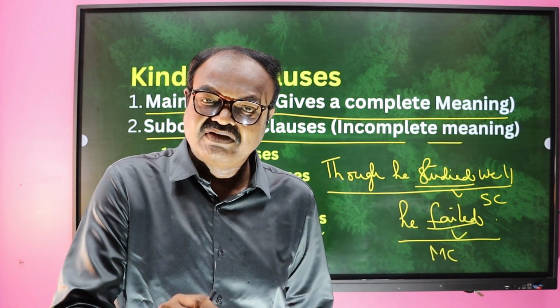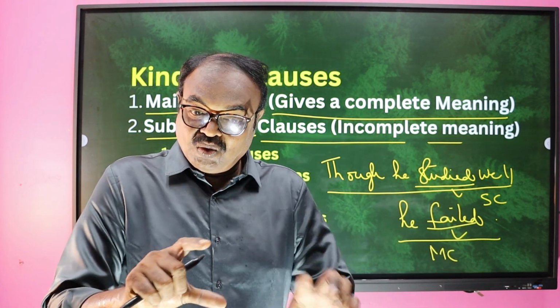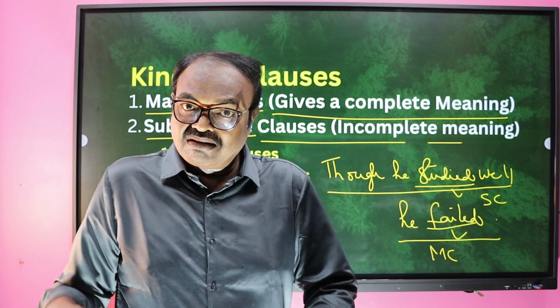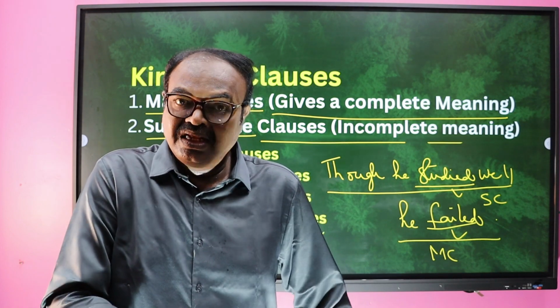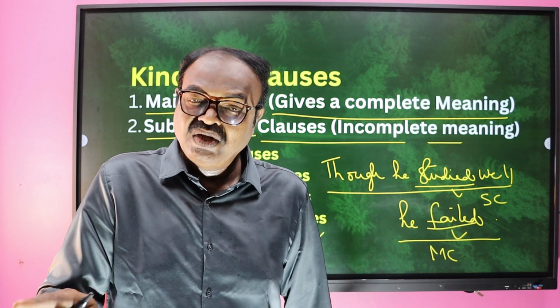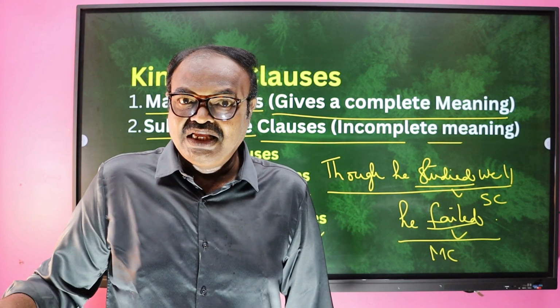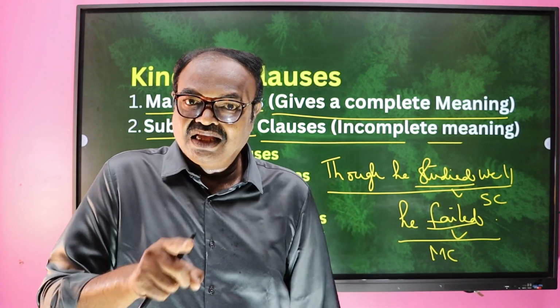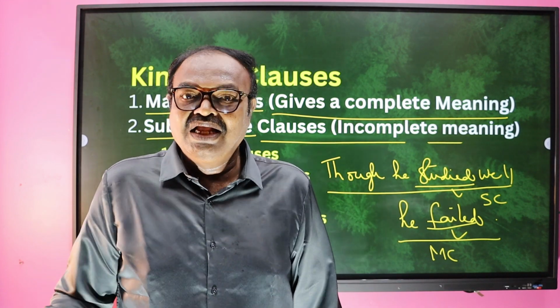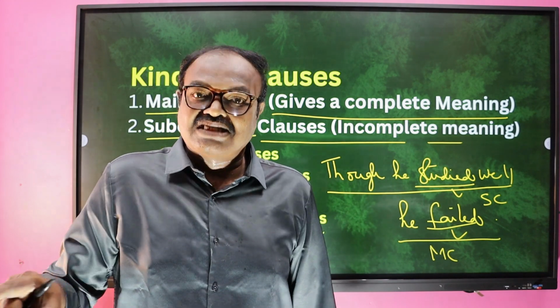So my dear students, what we have learned so far under the grammar part: phrase, a group of words that does not have a verb. Clause, a group of words that gives some meaning or complete meaning, and does have a verb. Clauses are divided into 2, main clause and subordinate clause. A clause that gives a complete meaning is called a main clause. A clause that does not give complete meaning is called a subordinate clause.